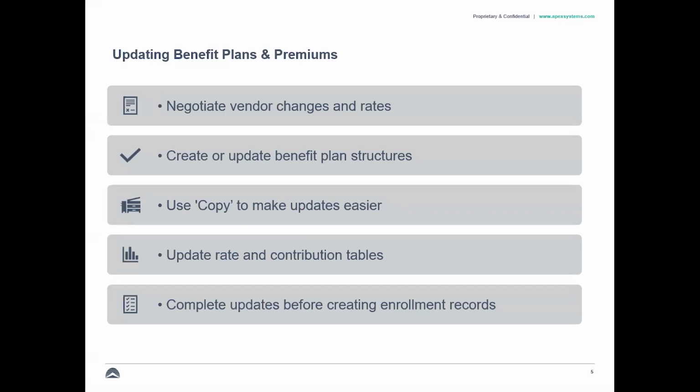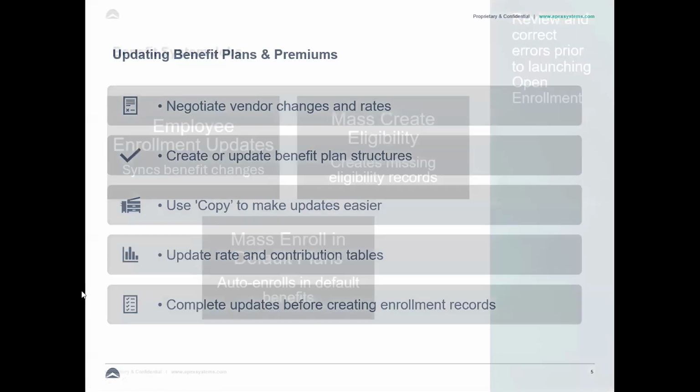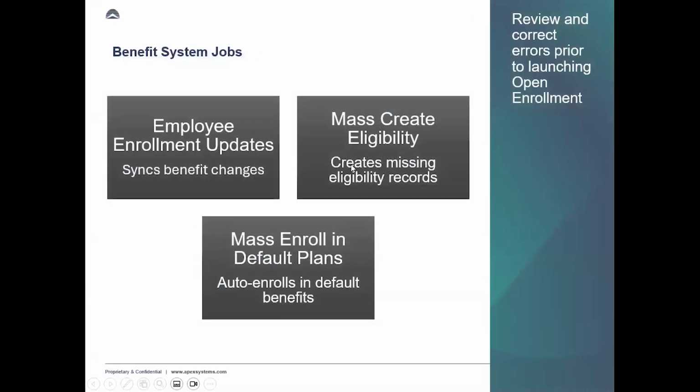Okay. All right. These are a few of the benefit system jobs that we suggest that if you don't run them on a scheduled basis, that you run them prior to open enrollment. Most people run the employee enrollment updates, which syncs benefit changes from the employee to the benefit election. Okay. Mass create eligibility creates missing eligibility records.